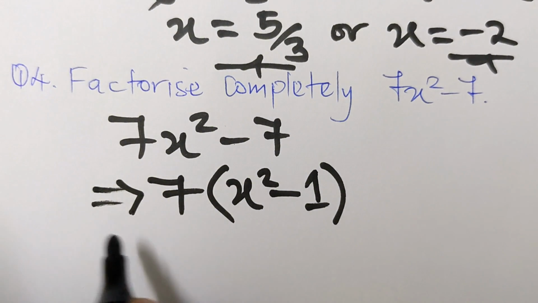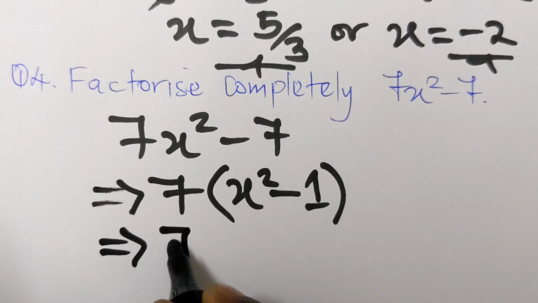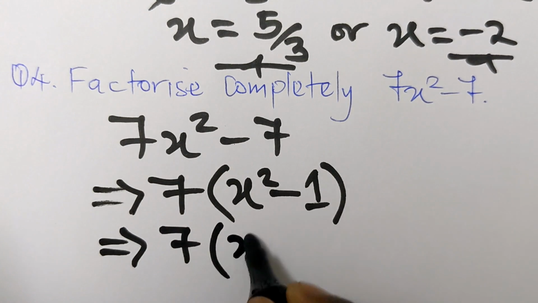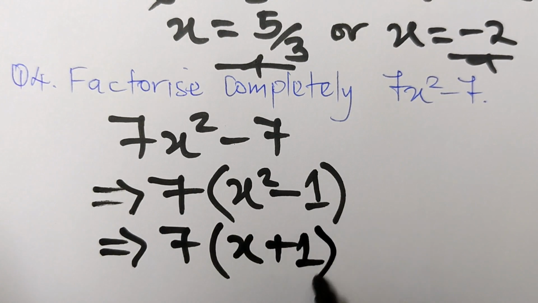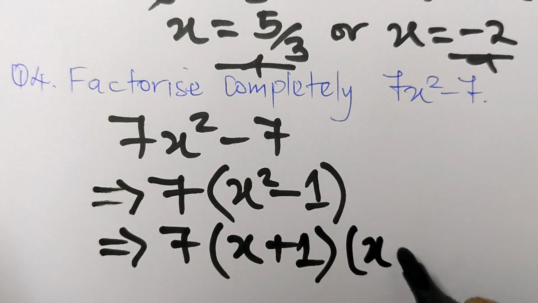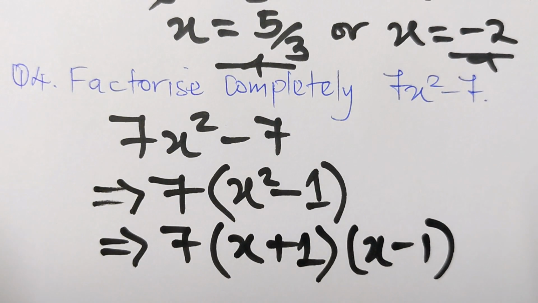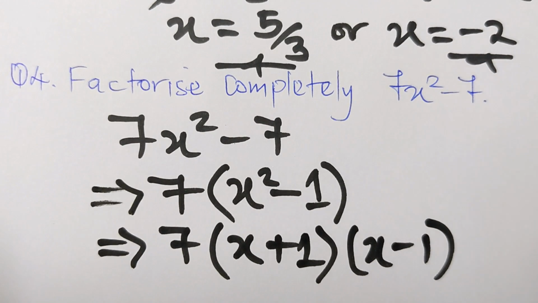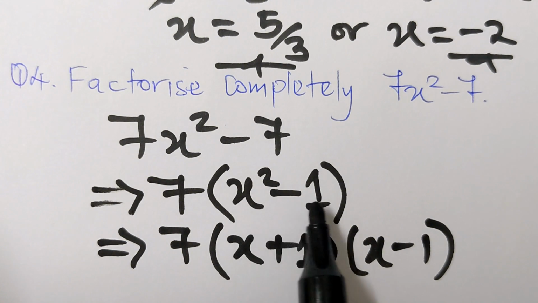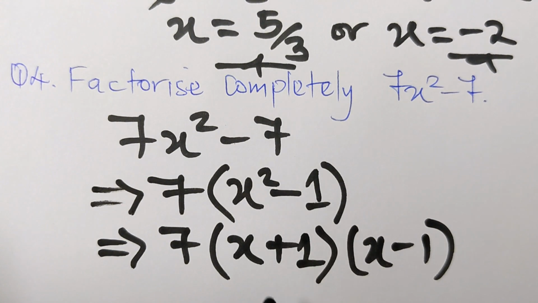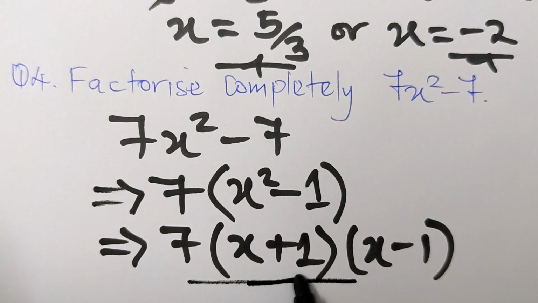So the answer to this is going to be 7(x + 1)(x - 1). This is simply because when you've got the difference of two squares, this can be expressed as the addition of what you have, x plus 1, and the subtraction, x minus 1, according to the rule on difference of two squares. So this is what we get for the fourth question as our solution.